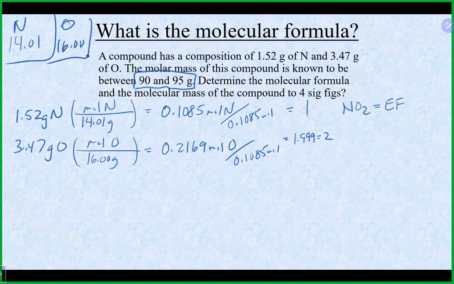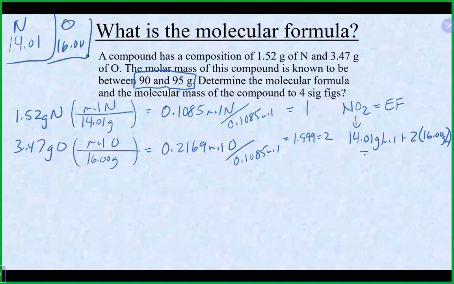Now that we've calculated our empirical formula, we will need the molar mass of it. That's the last step that we need. So to get our molar mass, we got 14.01 for our nitrogen. There are two oxygens, each at 16. And that's going to get us a molar mass for our empirical formula of about 46.01 grams per mole.